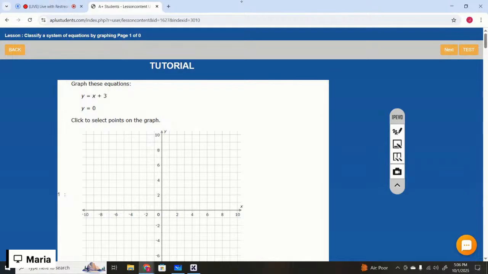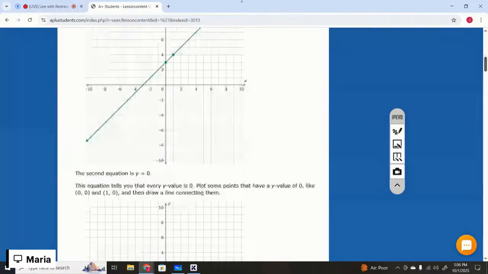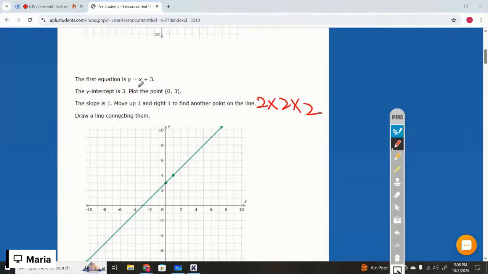Graph these equations: y equals x plus 3 and y equals 0. So just look at the first equation, y equals x plus 3. We need to find the y-intercept. For the y-intercept we have to put x equals 0 in the equation. So 0 plus 3 means y equals 3. So we have a point (0, 3). X is 0 and y is 3.